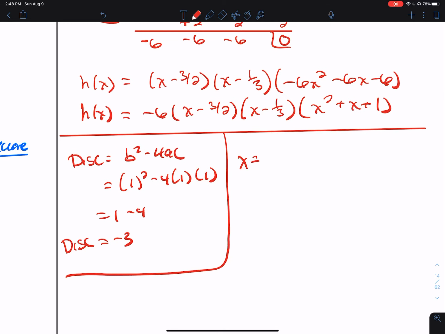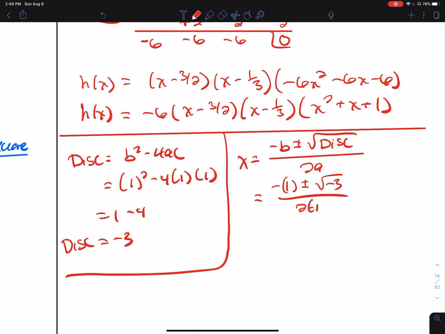Take the quadratic formula, which is x equals negative b plus or minus the square root of the discriminant over 2a. Write that down every time you use it. Our b is 1, the discriminant is negative 3, and our a is positive 1. That's going to give us negative 1 plus or minus i square root of 3 over 2.